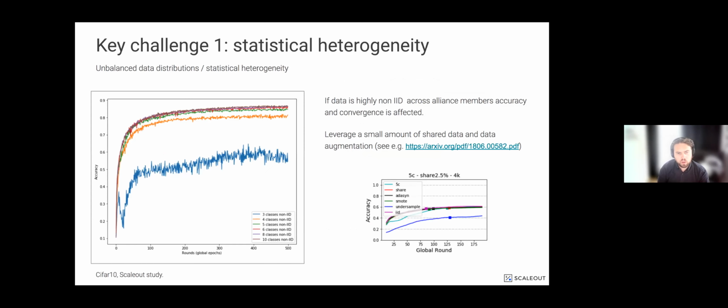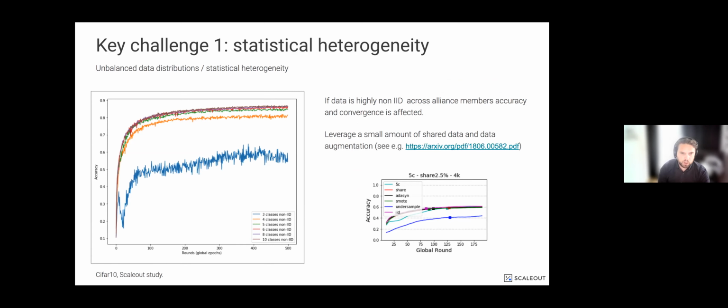Yes. So a key challenge in a federated context is statistical heterogeneity. And this is something we also look at a lot. So if you can imagine, if you have these kinds of partitions and say that you have 10 clients, the data might not be IID separated across these alliance members. And this, of course, affects convergence rates and accuracy.